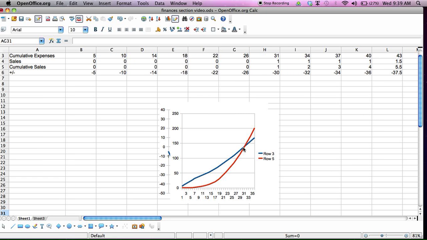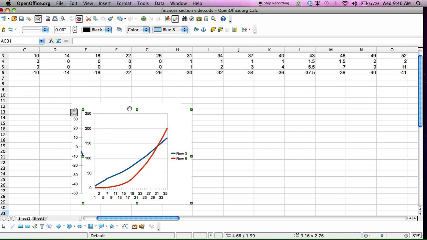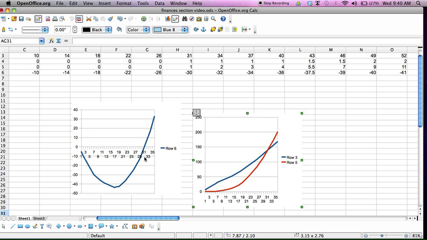So right there, as we'd expect, it's right around month 31, which matches up with our other chart when the other chart crosses the x-axis. Those should match up. The other comparison between these two is the point where the expense line is furthest away from the sales line, right around here, matches up with the lowest point on this graph at month 17.